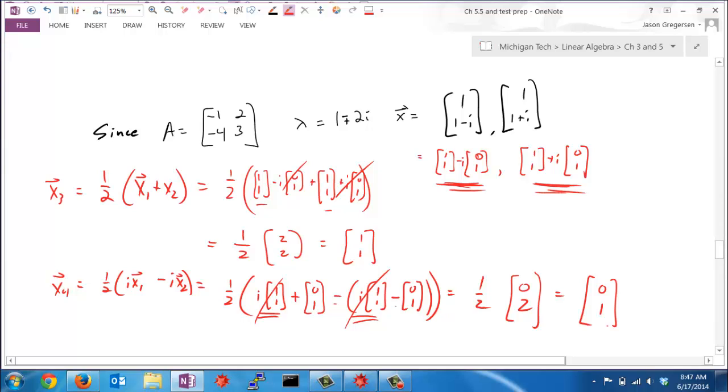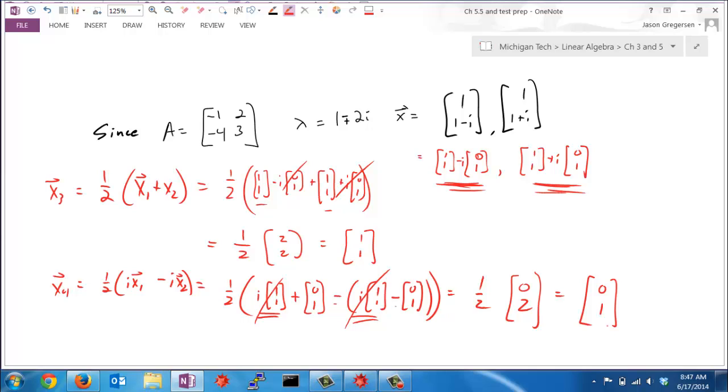Is 0, 1 linearly independent with respect to 1, 1? So now I have two vectors from my eigenspace that are linearly independent, which means these two can be a basis for the eigenspace. They are a real basis. And so those are what I'm going to use for my new basis.